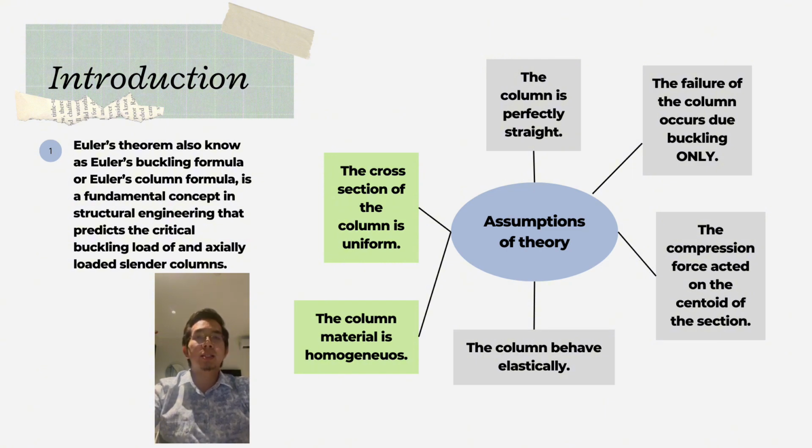Okay, the assumptions of the theory. Number 1, the column is perfectly straight. Number 2, failure of the column occurs by buckling only. Number 3, the compressing force acts on the center of the section. Number 4, the column behaves elastically. Number 5, the column material is homogeneous, and the last is the cross section of the column is uniform.